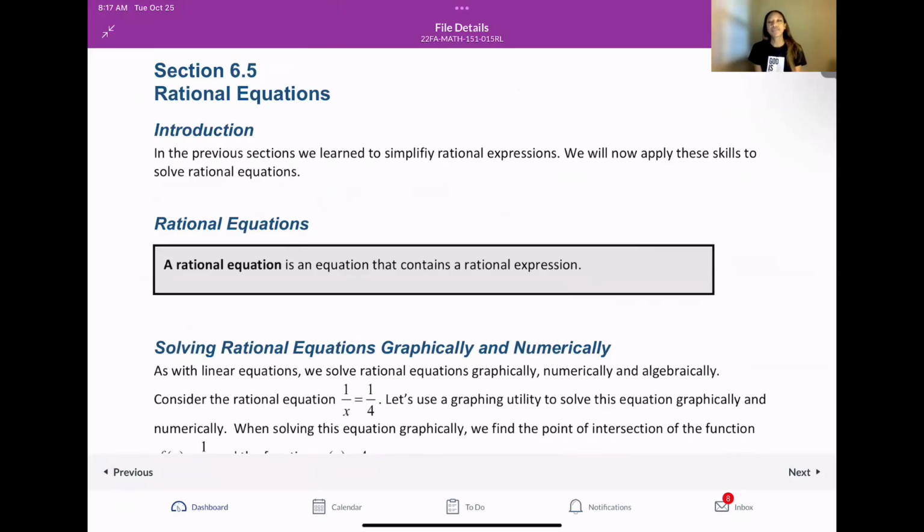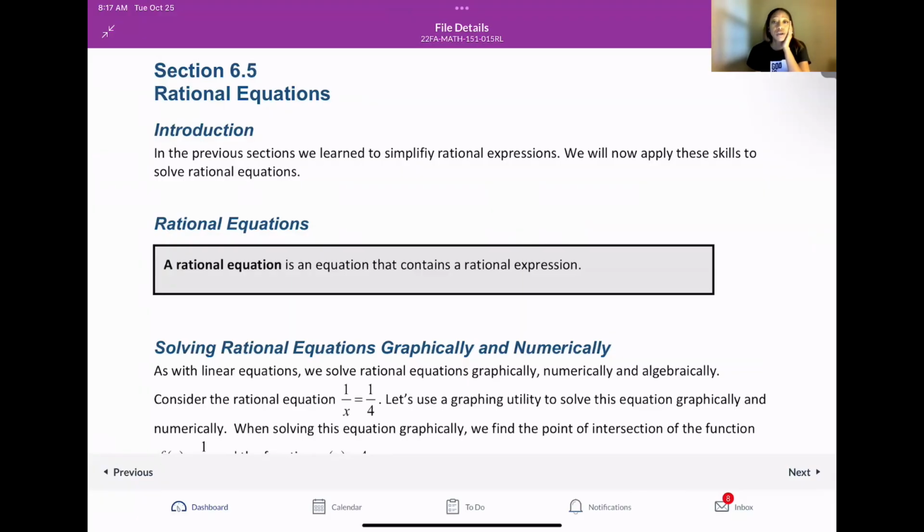So section 6.5, our last section, we've been talking about rational expressions. Today we're going to talk about how to solve rational equations. And just from the name, you should know what it is. It's an equation that contains a rational expression. So basically an equation with fractions.